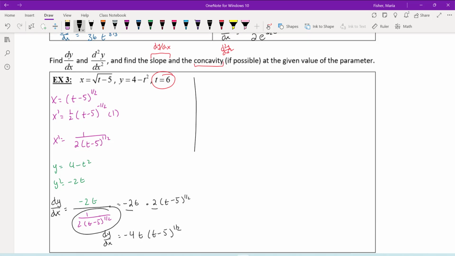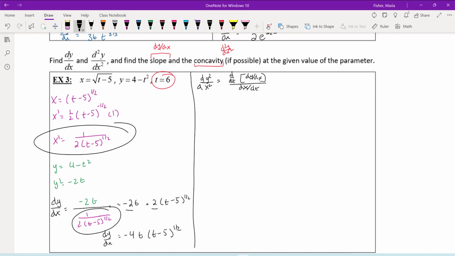Now I have to find the second derivative. Now remember, the second derivative had two pieces to it. It was that the second derivative of y with respect to x here is going to be the derivative with respect to t of dy/dx divided by dx/dt. Now I already have dx/dt, that's over here, but I need to find the derivative of this guy here with respect to t. So we're going to do that first.